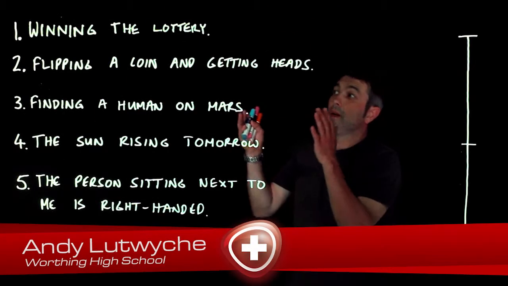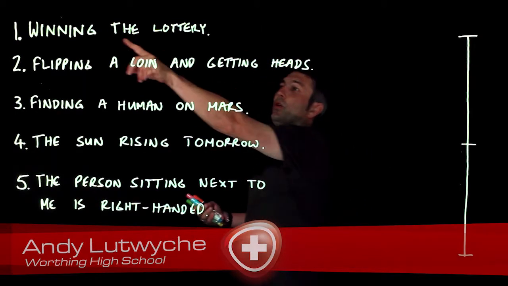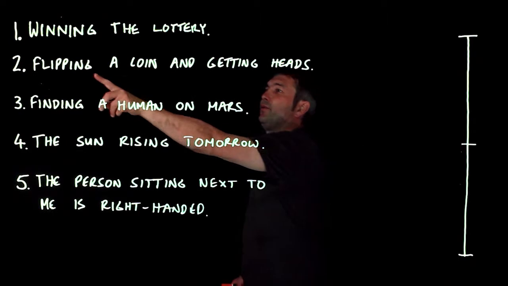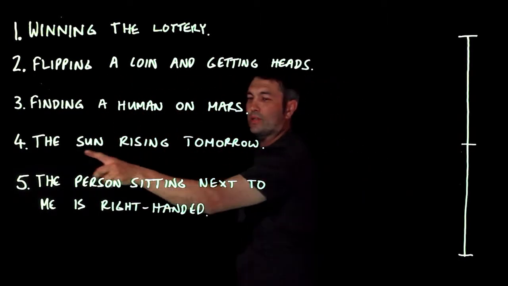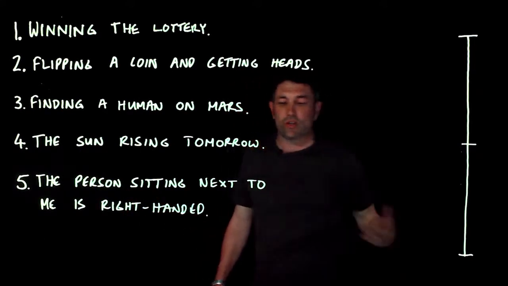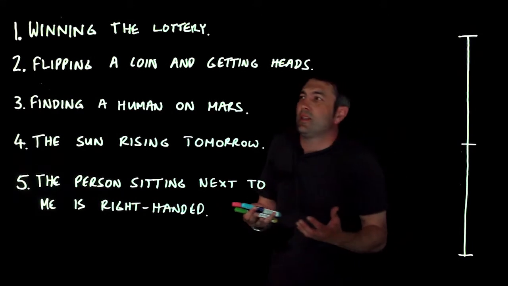Right, we've got these 5 different situations here. We're going to call them events. We've got winning the lottery as our first event, flipping a coin and getting a head, finding a human on Mars, the sun rising tomorrow, and the person sitting next to me is right-handed. Now, I'm going to look at the chance of these things actually happening.